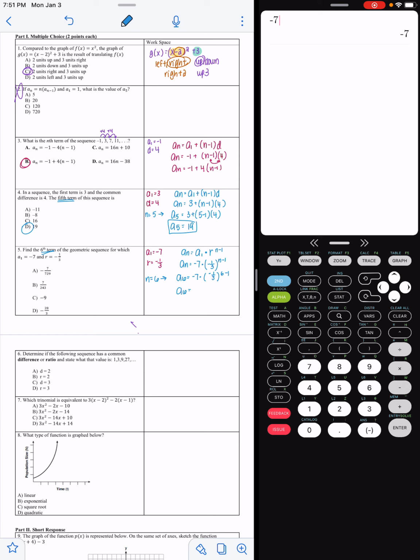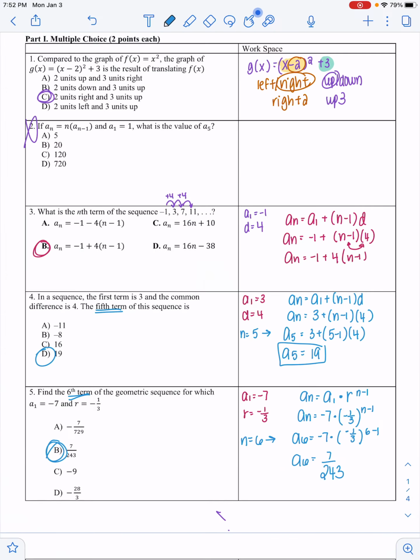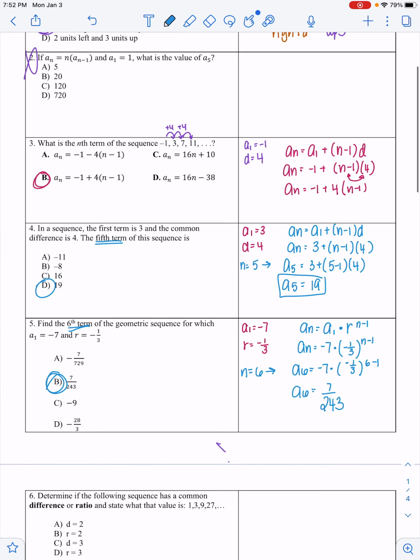So -7 times (-1/3), close parentheses, whoops, nope, to the 6 minus 1 power. And I get a crazy decimal. I don't want a crazy decimal, so let me see if I can change that into a fraction. 7 over 243, that is answer choice B. Okay, I'll pull out my calculator when we need it again.